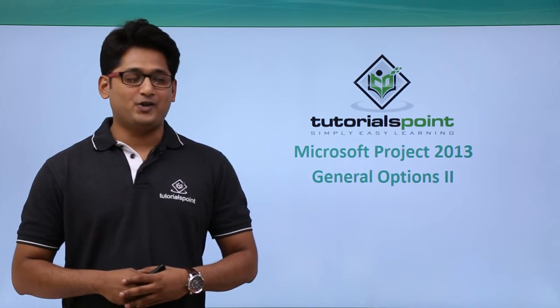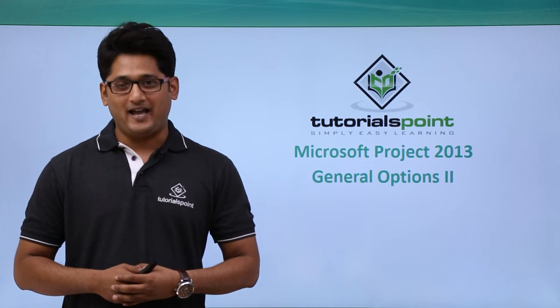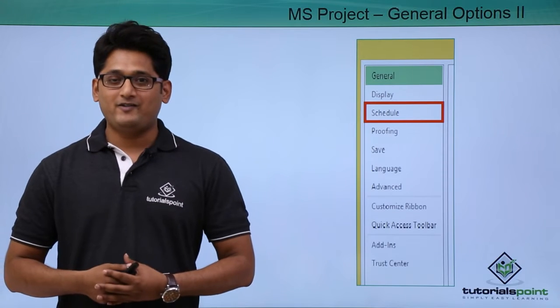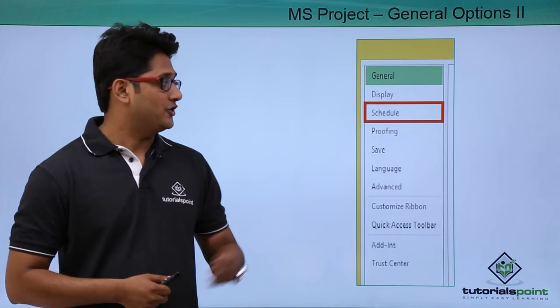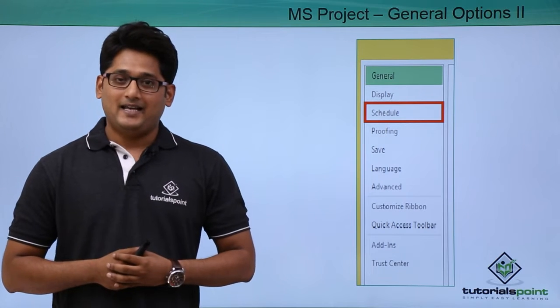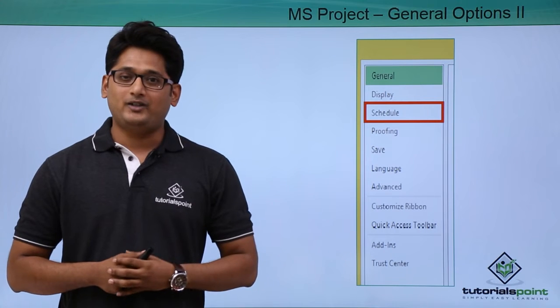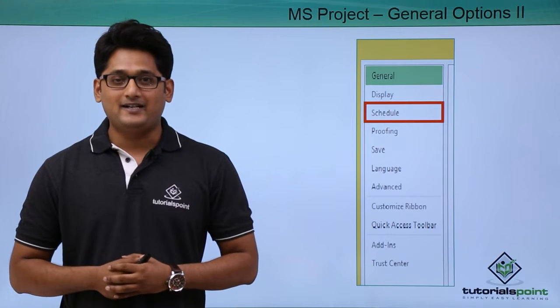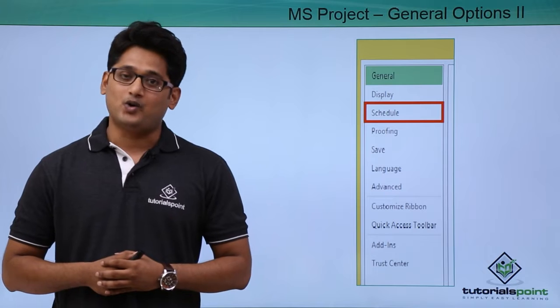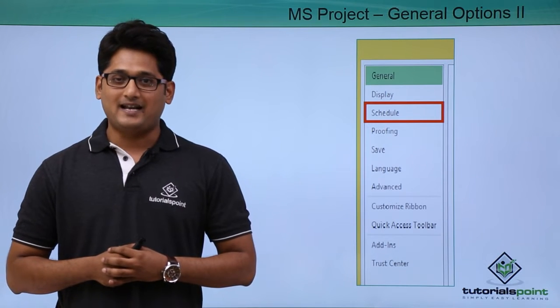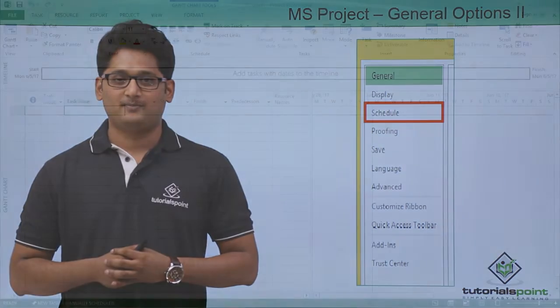In this video, we are going to talk about the general options that we have in Microsoft Project 2013. In our previous videos, we have already covered the General tab and the Display tab. In this slide, we are going to cover the Schedule tab. In the Schedule tab, we can see the different calendar settings and we can change the working times according to our own need. So let us try to understand this using a practical approach.